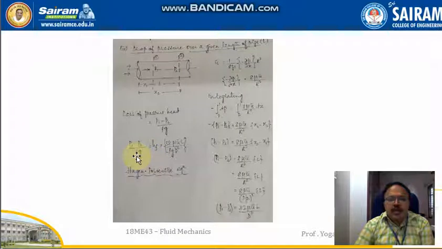So P1 by rho g is H1, the head at section 1. P2 by rho g is the head at section 2. By the time the fluid flows from section 1 to section 2, because of the friction in the pipe, there will be energy loss. That is taken as the head loss due to friction. So this is called Hagen-Poiseuille's equation.